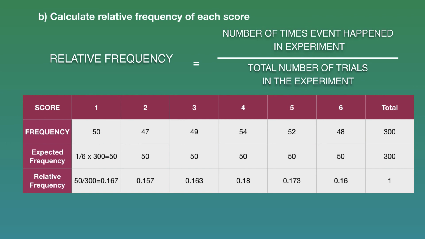Similarly, a score of 2 was observed 47 times, and dividing it by 300 gives us 0.157, correct to 3 decimal places. Continuing this, we can find the relative frequencies of all the scores. And this should always add up to 1 as well, since all the probabilities add up to 1.